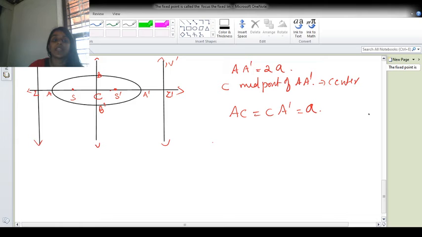So AC equal to CA dash equal to a. By the definition of ellipse, AS by AZ equal to e. I took a point A on the ellipse and a fixed point S. So this distance and AZ, this distance, the ratio is e. So I can write AS equal to e times AZ.